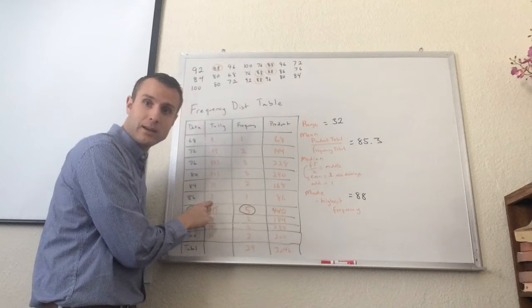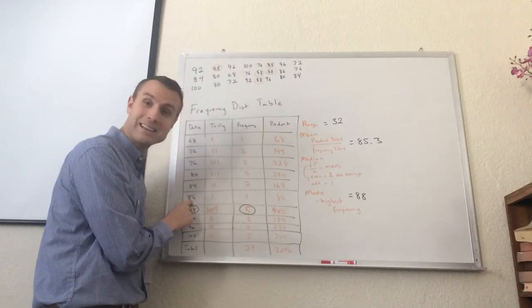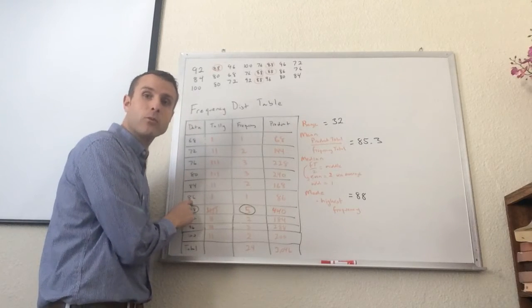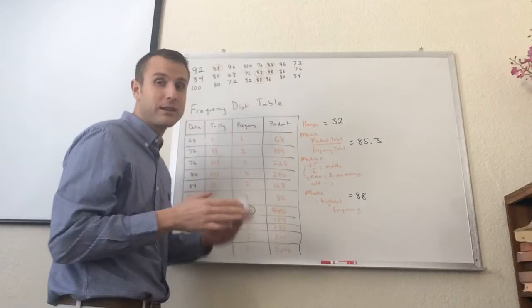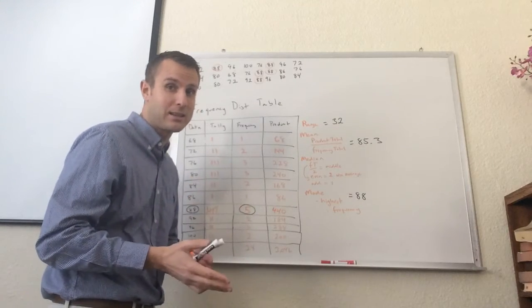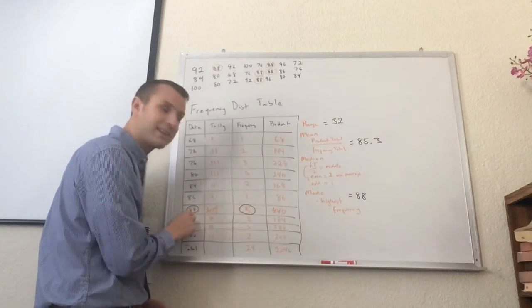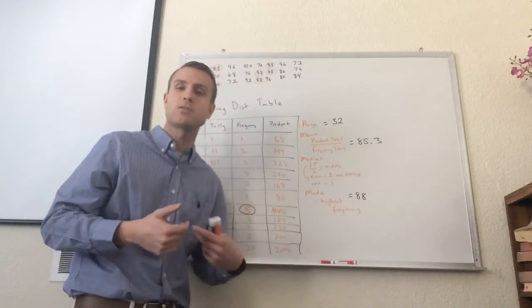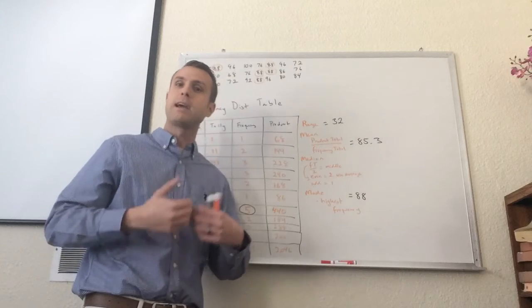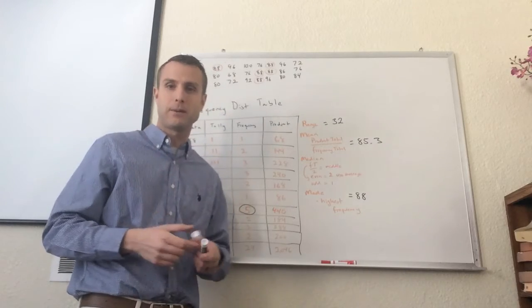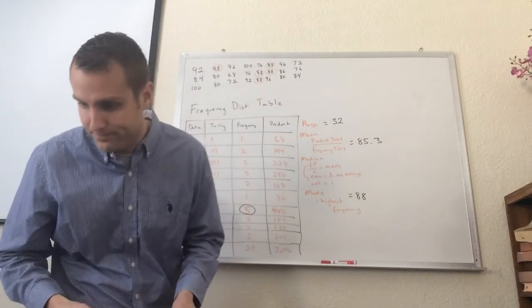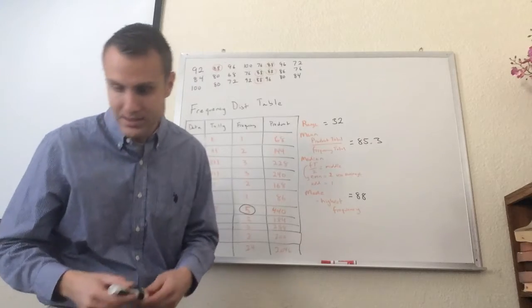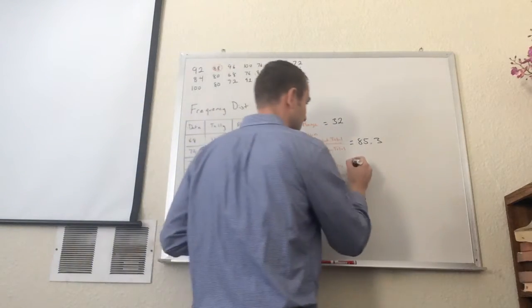So what does this tell me? My 12th tally is in 86. Remember, I'm going to have 2 numbers though, so I have to look at both the 12th and the 13th. My 13th tally is 88. So my 2 middle numbers are 86 and 88, so I'm going to add those 2 together. 86 plus 88 divided by 2, so my median is going to be 87.